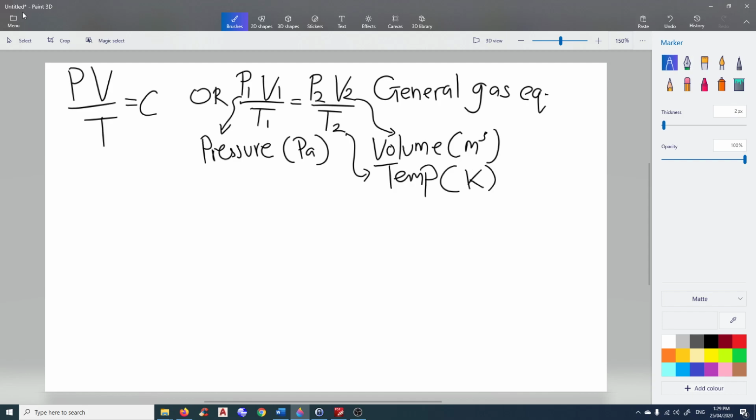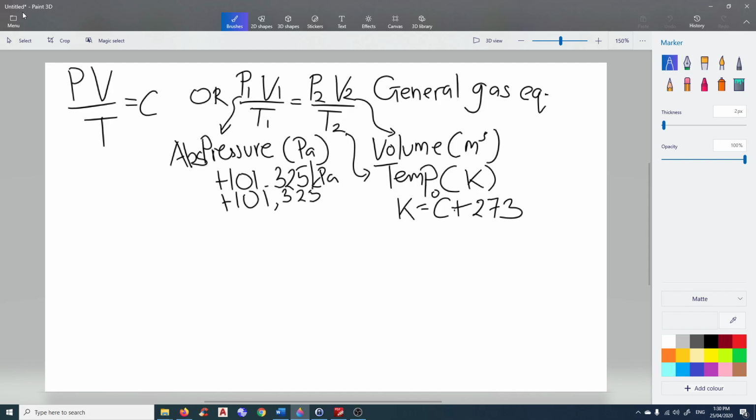Now to convert from Celsius to Kelvin, whatever the degrees Celsius is, you add 273. Same with pressure here. We are going to use absolute pressure. So you have to add 101.325 kPa or 101,325 Pascal. So please pay attention to the unit.